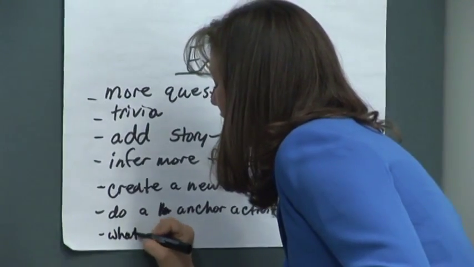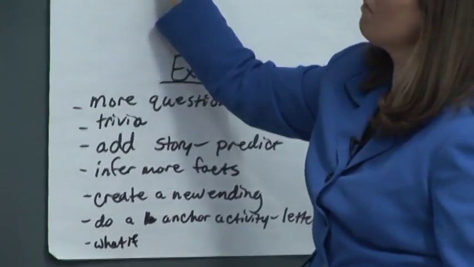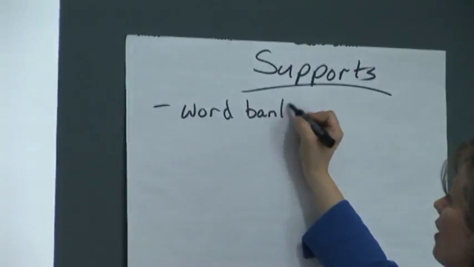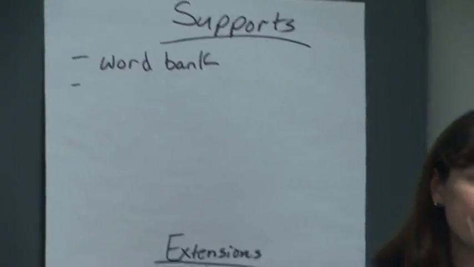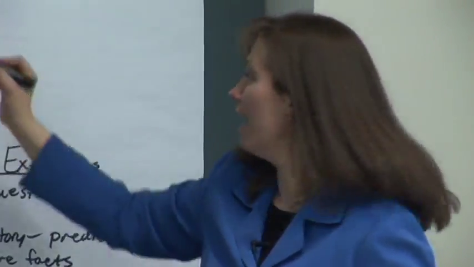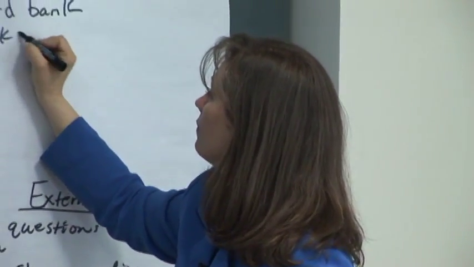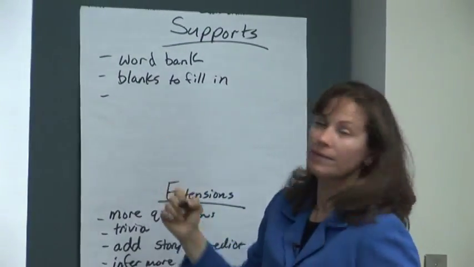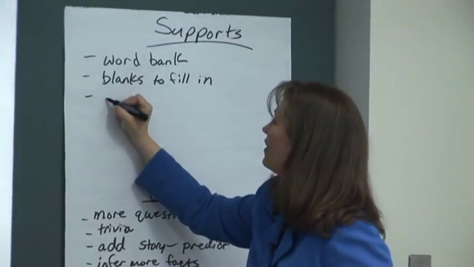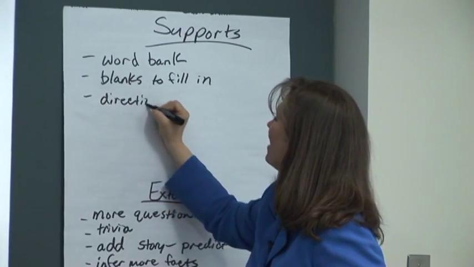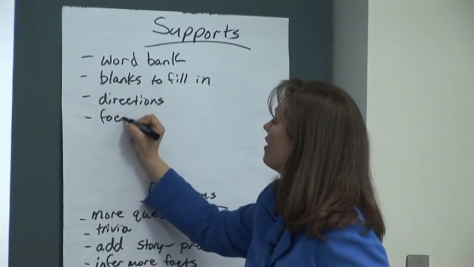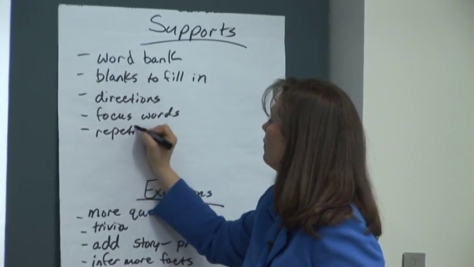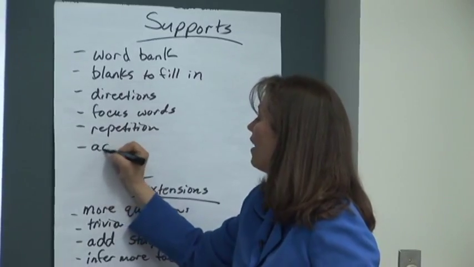Good. So the reason I say that, in the book that we saw before, we see the same strategies happening here. We see the word bank. What else do we see for supports? Blanks. We can do instructions on each page, lots of directions, and repetition, focus words. We see repetition. The timeline. We added a timeline.